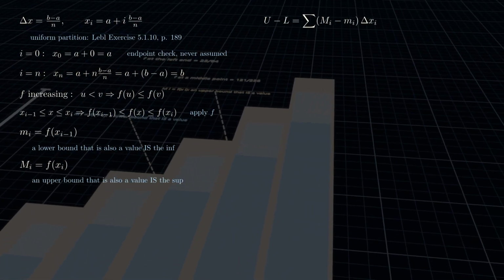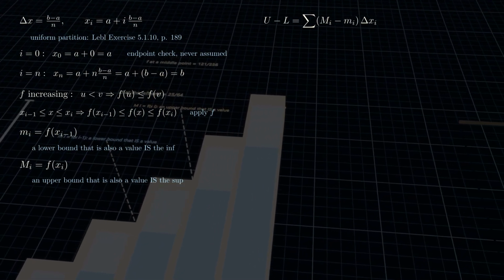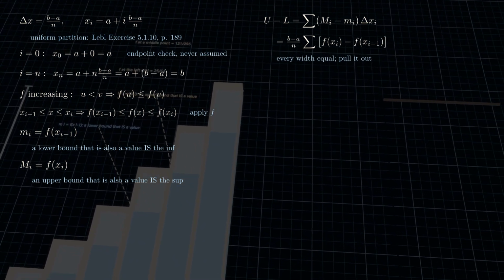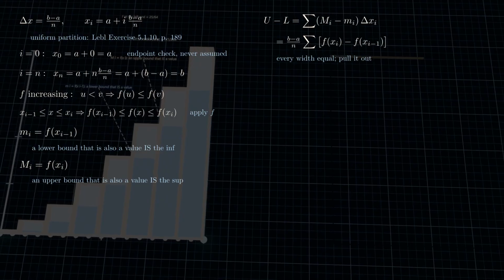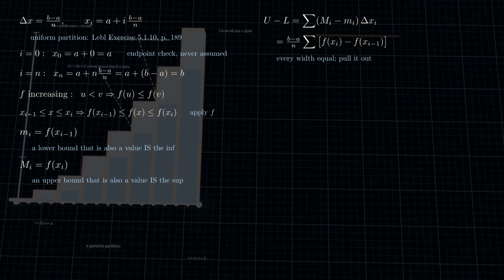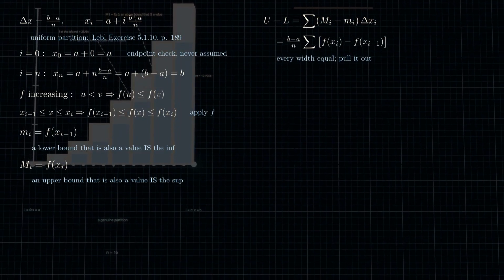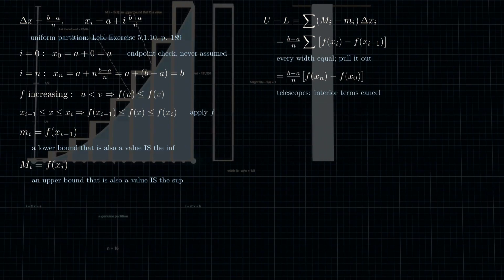Upper minus lower is the sum over i of (Mi minus mi) times delta xi. Every width is (b minus a) over n, so pull it out front, and what is left is the sum of f of xi minus f of xi minus 1. f of x1 minus f of x0, plus f of x2 minus f of x1, and so on. It telescopes. Everything in the middle cancels, and all that survives is f of xn minus f of x0, f of b minus f of a.